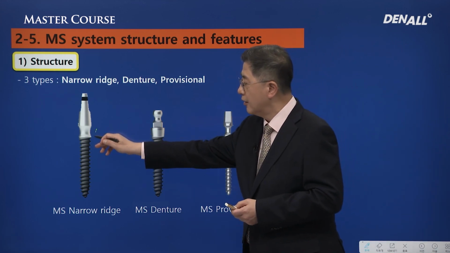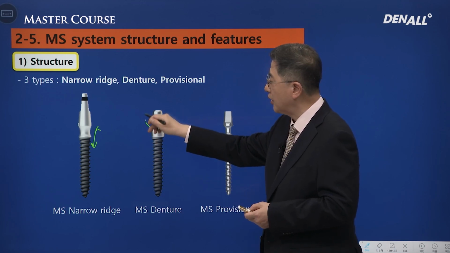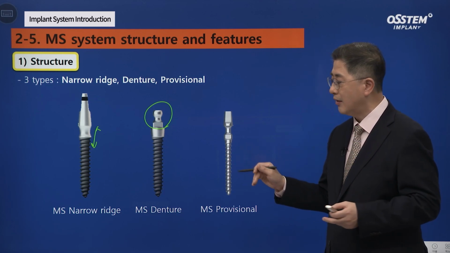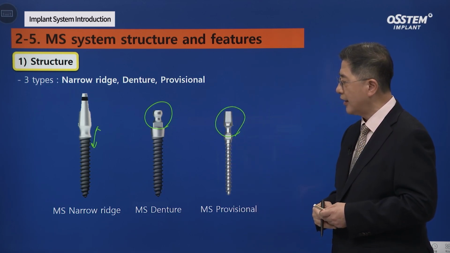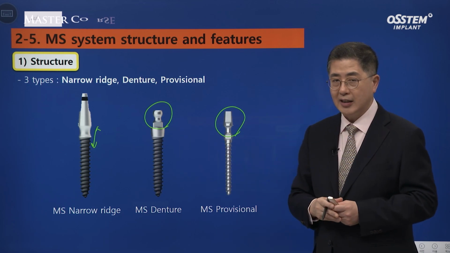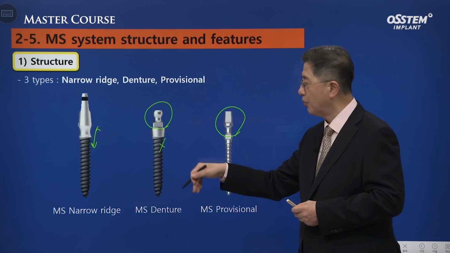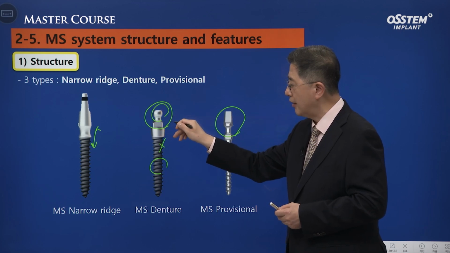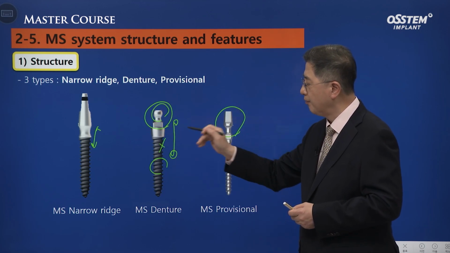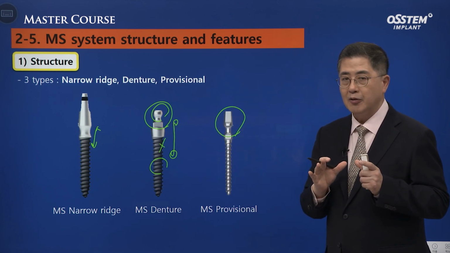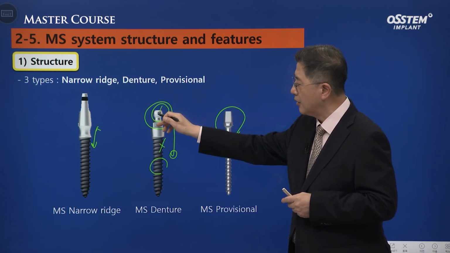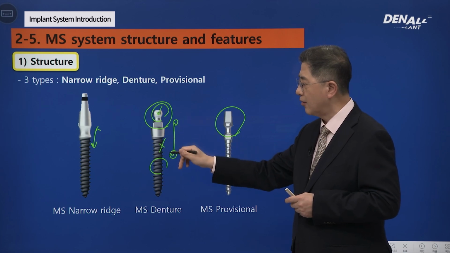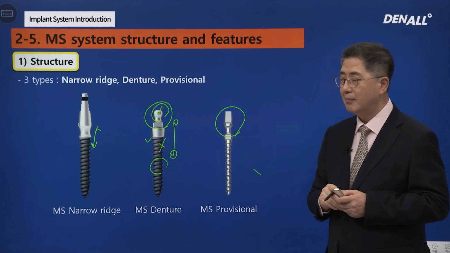There are three options available. The MS narrow ridge implant is for tooth replacement, the MS denture is for dentures, and the MS provisional is used for provisionalization during osseointegration when multiple implants are placed. I hardly use these two options and I've never used this one. Please take note that the implant and attachment are connected. This can be utilized as a provisional, but for it to be used as a final prosthesis, if the attachment is worn out, it cannot be replaced. So we need to factor these considerations in.